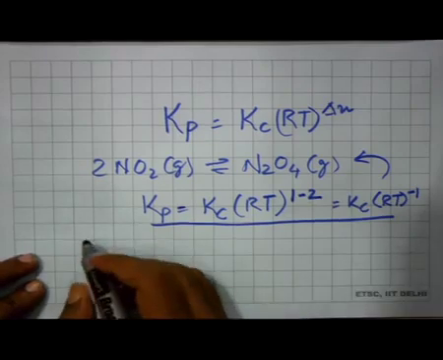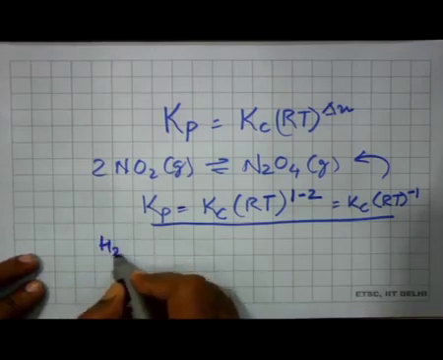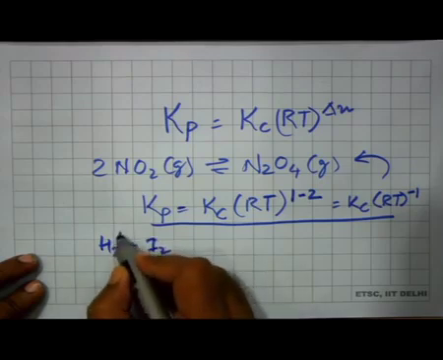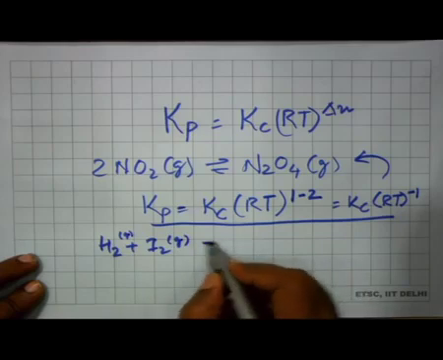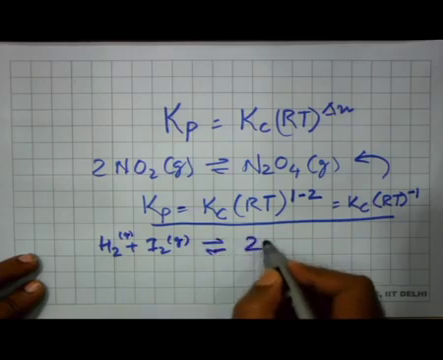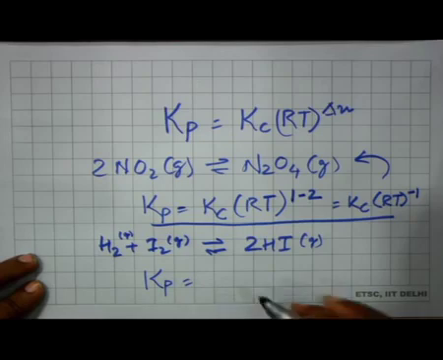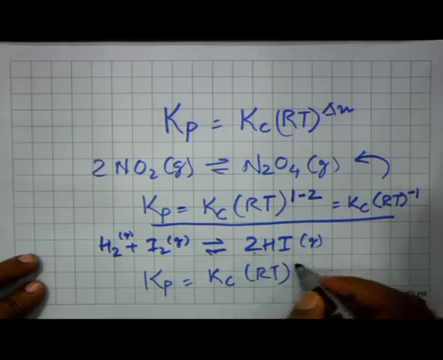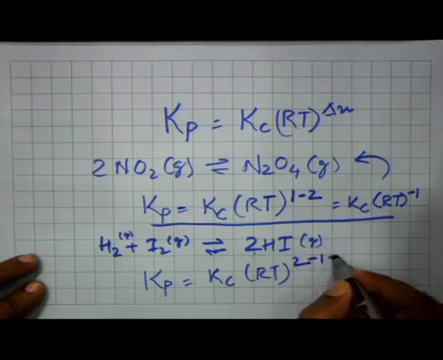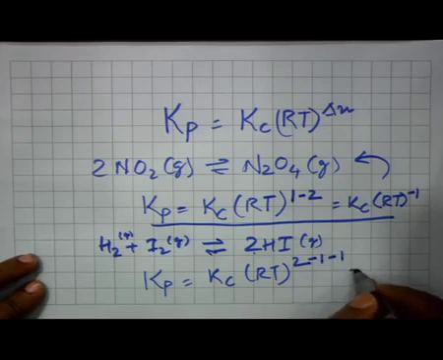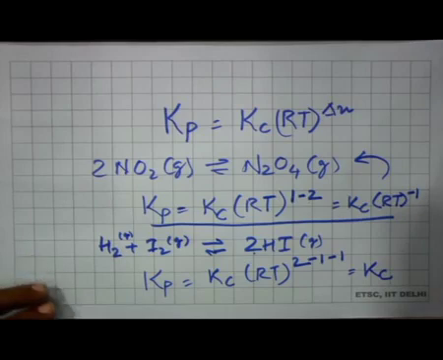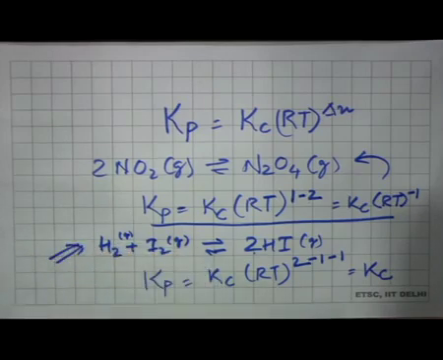Now, suppose we take another reaction, H2 plus I2, where again gas is formed, gives you 2HI gas. Now, in this case Kp is equal to Kc RT power delta n. You see product is 2 minus 1 minus 1. That means this is simply 0. So, for this reaction H2 plus I2 going to 2HI gas, your Kp is basically equal to Kc.